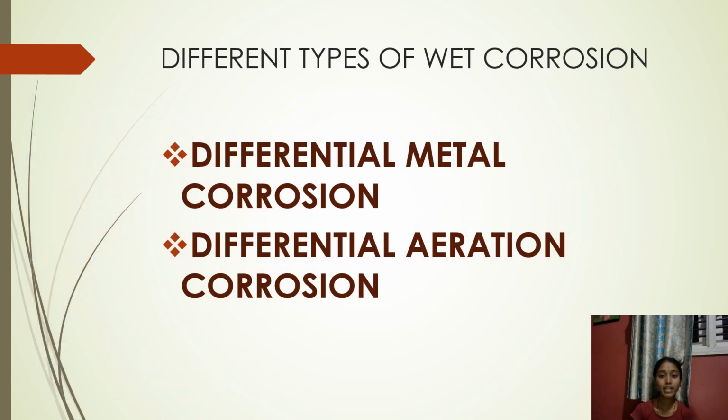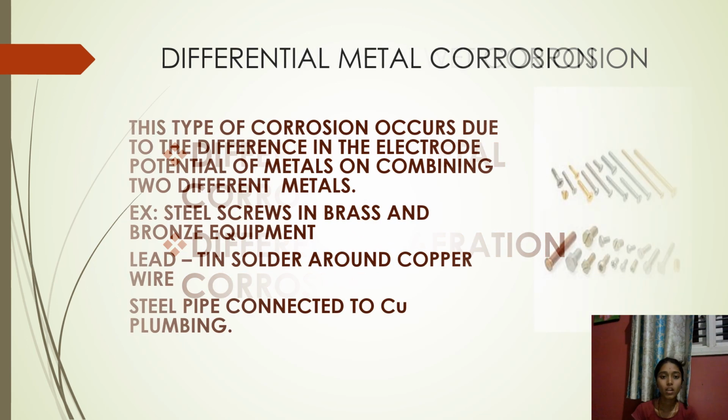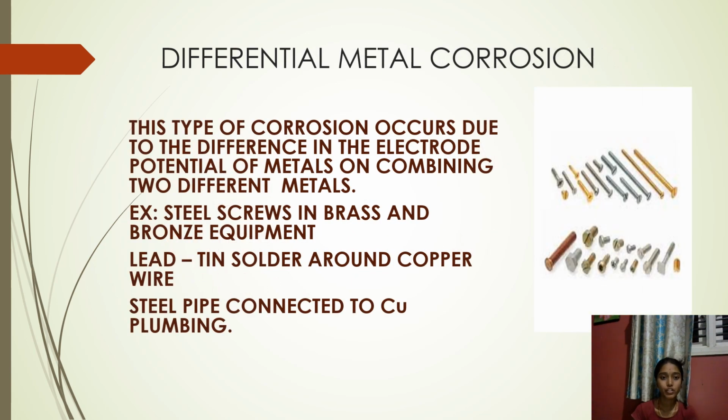Let us know about different types of wet corrosion. Wet corrosion is of two types. The first one is differential metal corrosion and the second one is differential aeration corrosion. Differential metal corrosion: this type of corrosion occurs due to the difference in the electrode potential of metals on combining two different metals. For example, steel screws in brass and bronze equipment, lead tin solder around copper wire, steel pipe connected to copper plumbing. Let us consider another example.